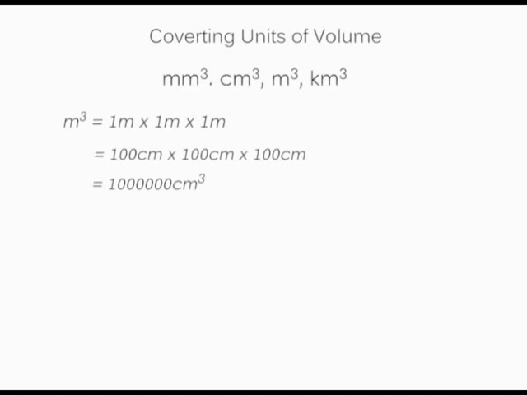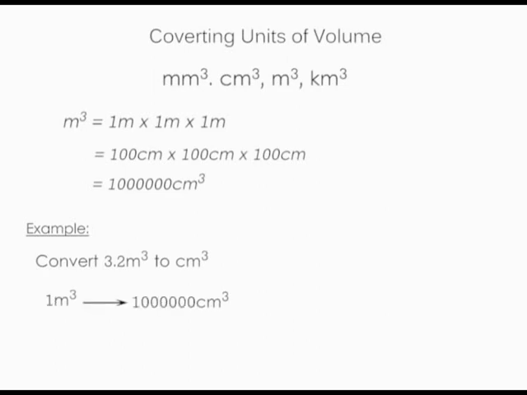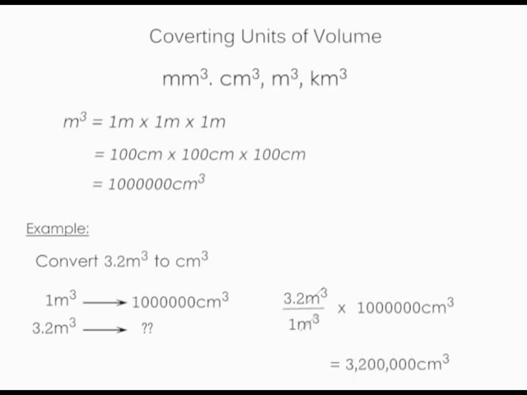For example, convert 3.2 cubic meters to centimeters cubed. We say that 1 cubic meter is equal to 1,000,000 cubic centimeters. How about 3.2 cubic meters? So we have 3.2 cubic meters over 1 cubic meter times 1,000,000 cubic centimeters. The cubic meters cancel out, and that gives us 3,200,000 cubic centimeters.